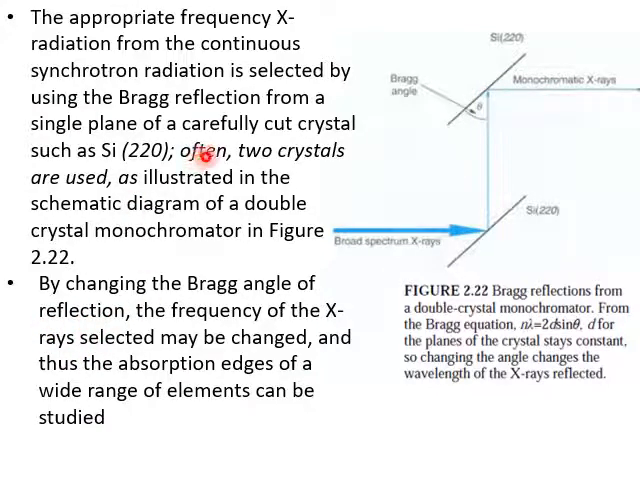Okay, carefully cut crystal means the crystal is cut in such a way that its 220 plane is in front of the X-ray radiation. By changing the Bragg angle of reflection, the frequency of the X-rays selected may be changed. By changing just this angle according to this equation, the wavelength will be changed and hence the frequency will be changed, because there is a direct relationship between wavelength and this angle theta.